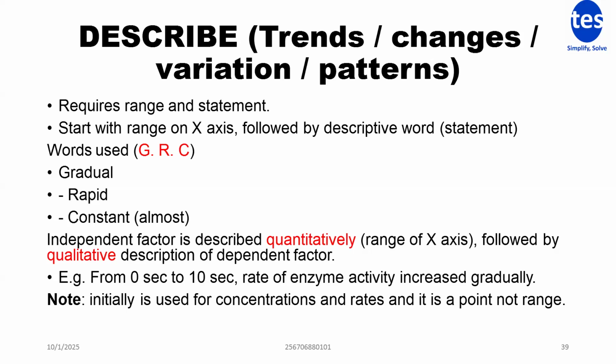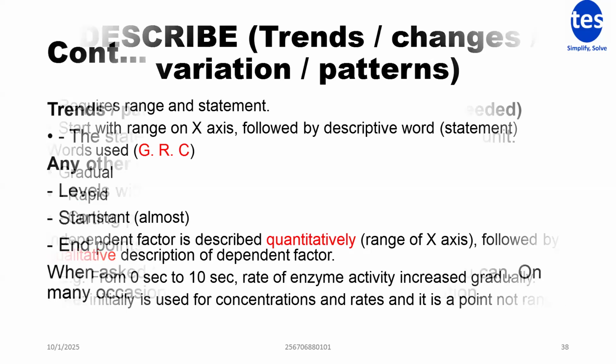Meaning you can either say that initially the rate of breakdown of glucose is low, okay? Or initially the rate of breakdown of starch is high. It is a point, not a range. So you have to just say that, and only use initially if you are dealing with concentrations and rates. All questions that align with that, most of the ones which involve a decrease or an increase, but in terms of breakdown. So it was important for us to note that.